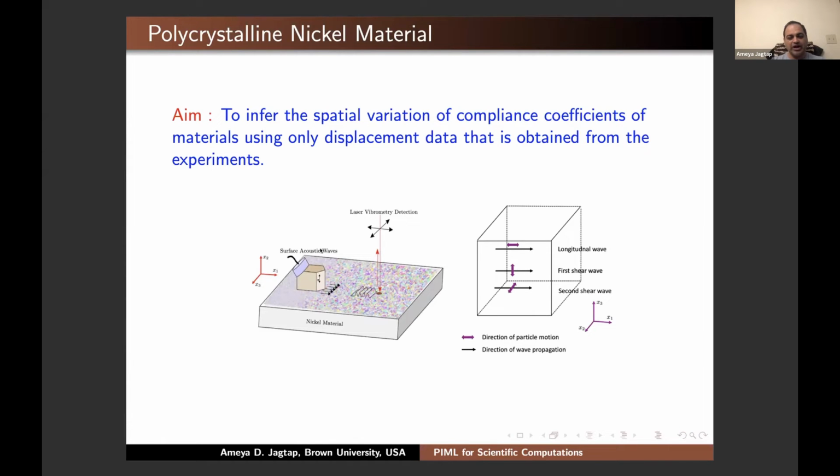Along with the experimental data, we also use synthetic data, which we have generated using a 3D solver, and that gives the displacement in the X1 and X3 direction. So that's how we have displacement in X1, X2, and X3. And the aim is to find out the compliance coefficient of the material, what kind of material it is. We don't know the material, basically.